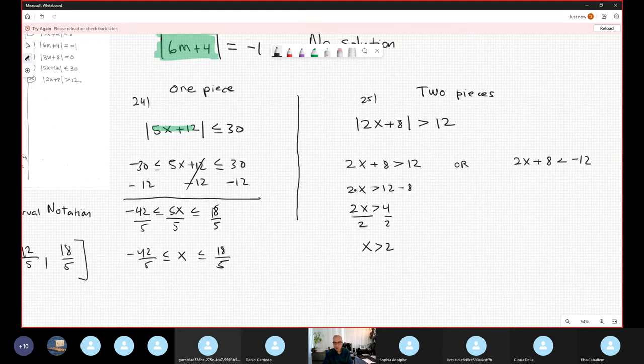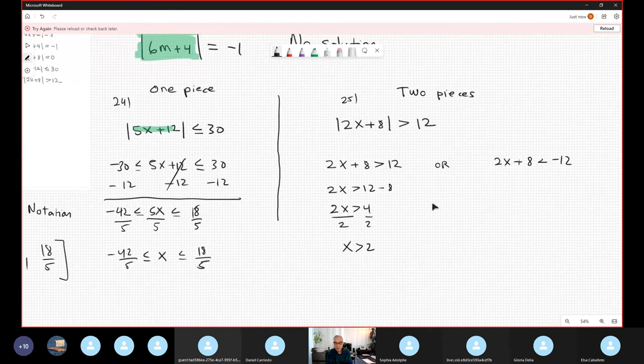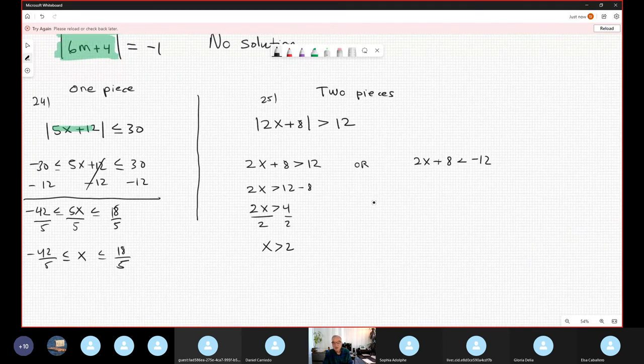The second is 2x less than minus 12 minus 8, which is minus 20. Divide both sides by 2, that is minus 10. x less than minus 10. Okay. So now, how do you express the final answer? Leave it like that? No, zero.